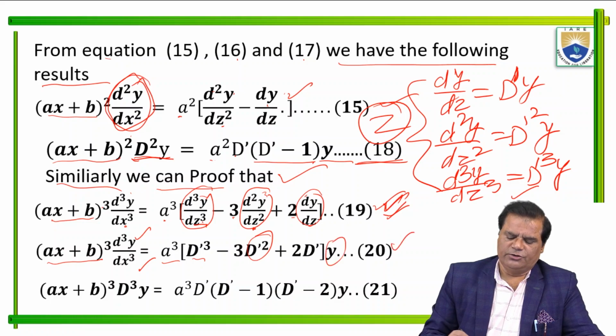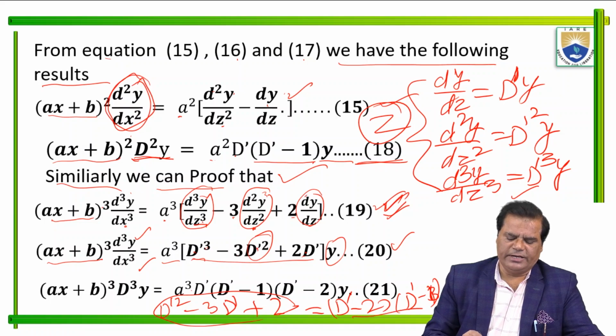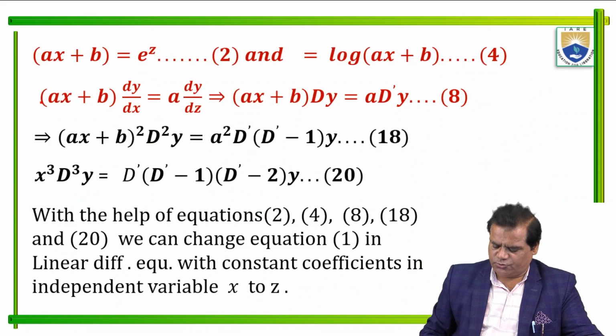This is equation 20. After factorizing this result, D dash cube minus 3 D dash square plus 2 D dash, D dash is common here: D dash square minus 3 D dash plus 2. After factorizing this, we get D dash minus 2 and D dash minus 1. So this is the formula: D dash, D dash minus 1, D dash minus 2.